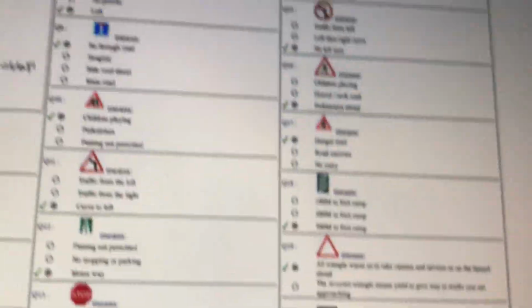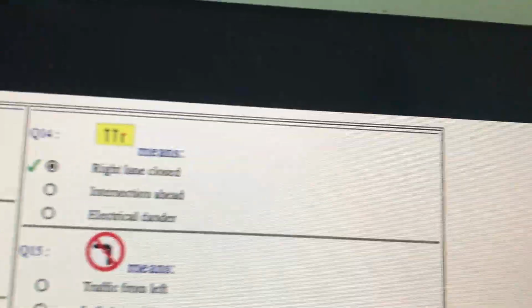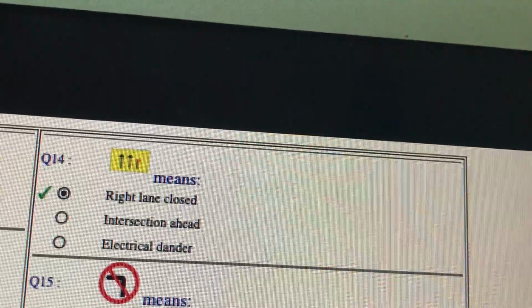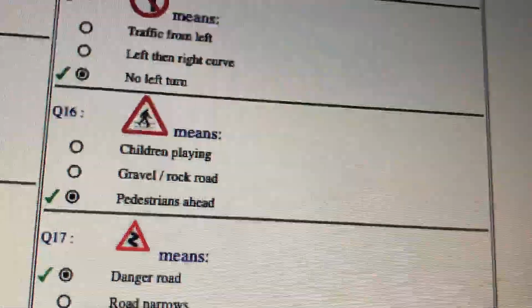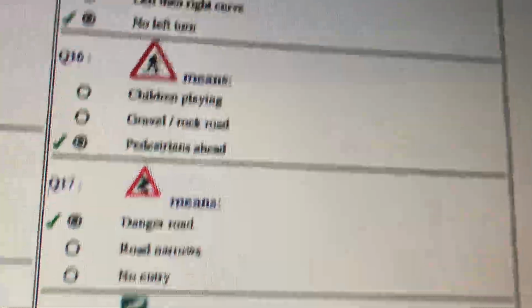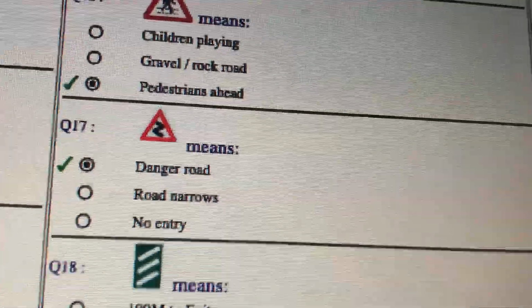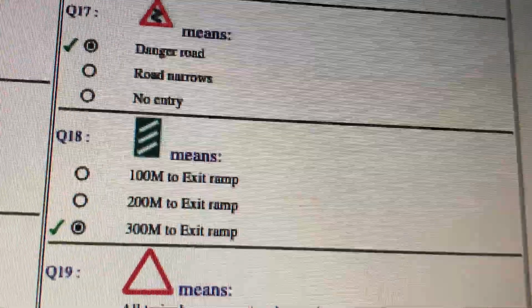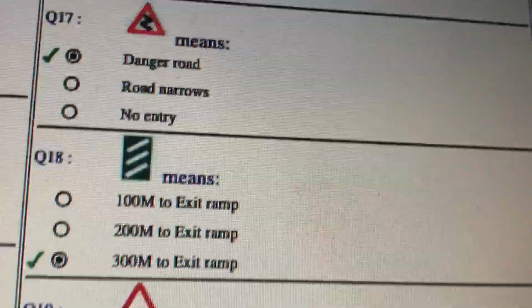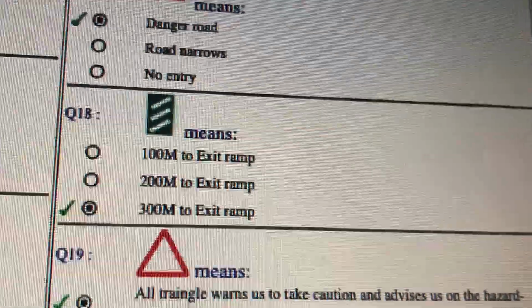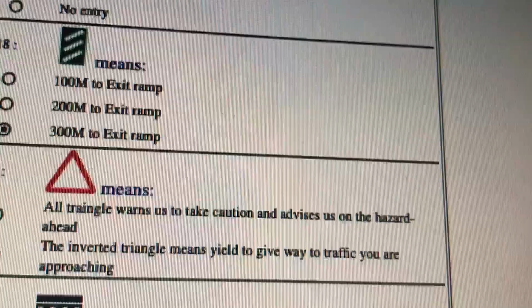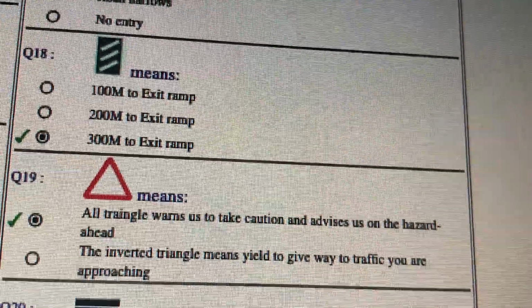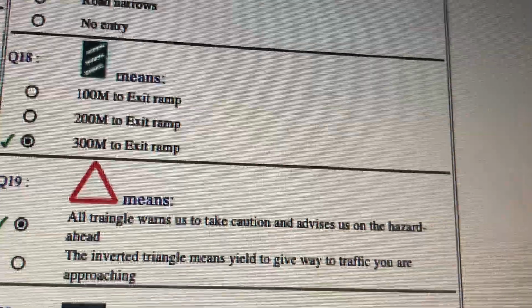Okay, and the 14th question, right lane closed. The 15th question, no left turn. 16th is pedestrian ahead. 17th is danger road. 18th, there is a 300 line, so 300 meter to exit ramp. 19th, triangle, all triangles want us to take caution and advise us on the hazard ahead.